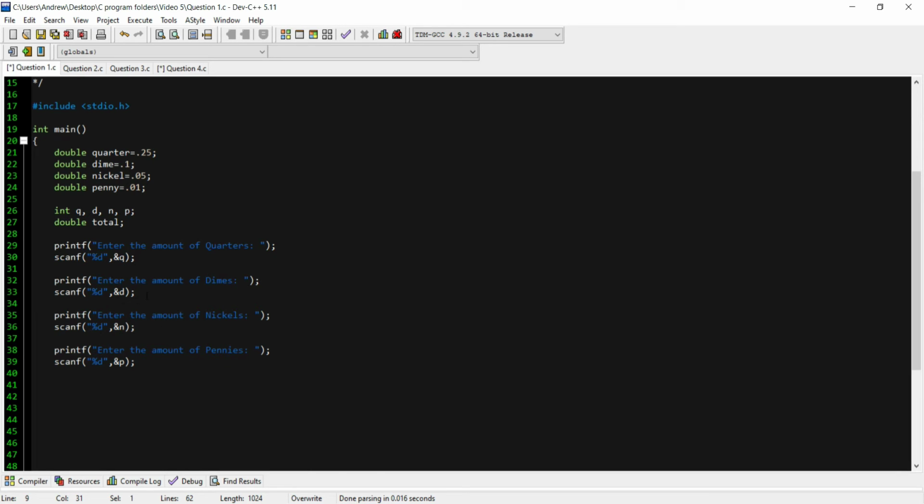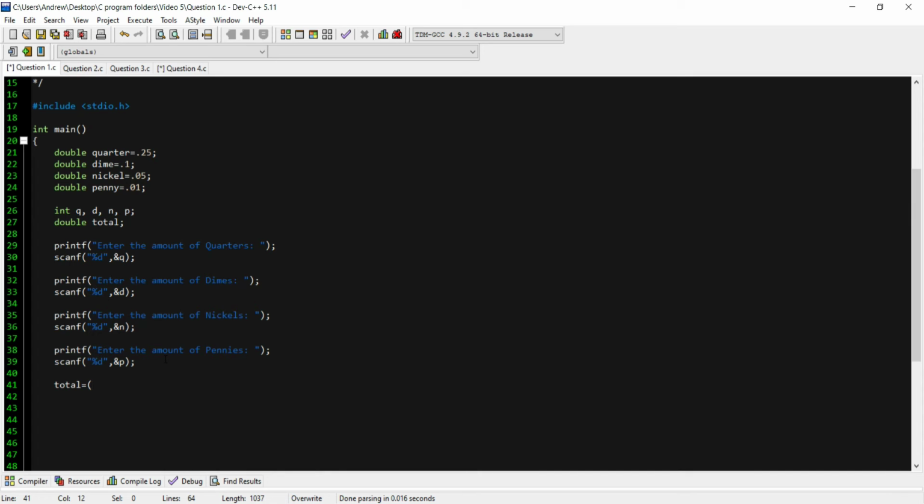It's enter the amount of dimes. So let's say you have 3 dimes, you're entering 3. Enter the amount of nickels. Let's say you have 2 nickels, it's going to be 2. And the amount of pennies is going to be also 2. So now what we're focused on is getting the answer of total. So total is going to find the total of money that you have.